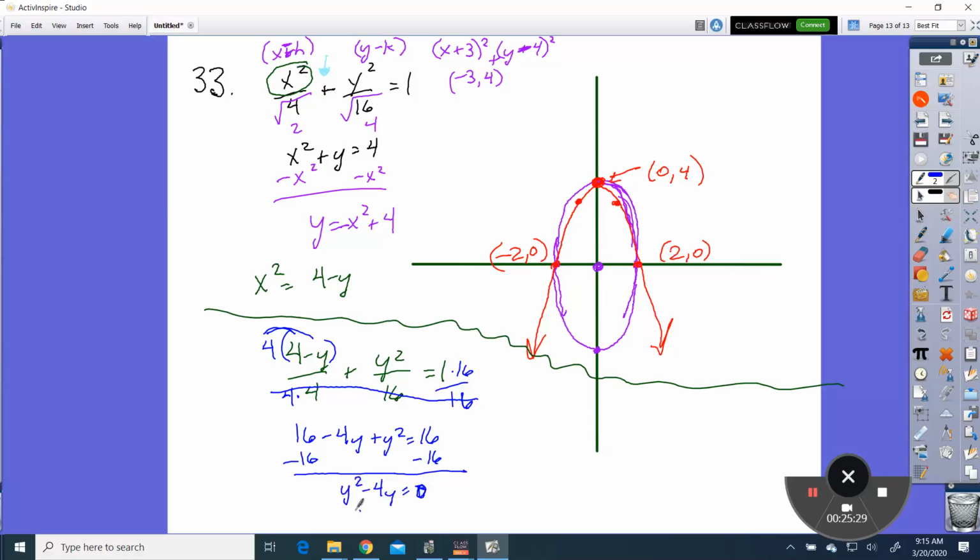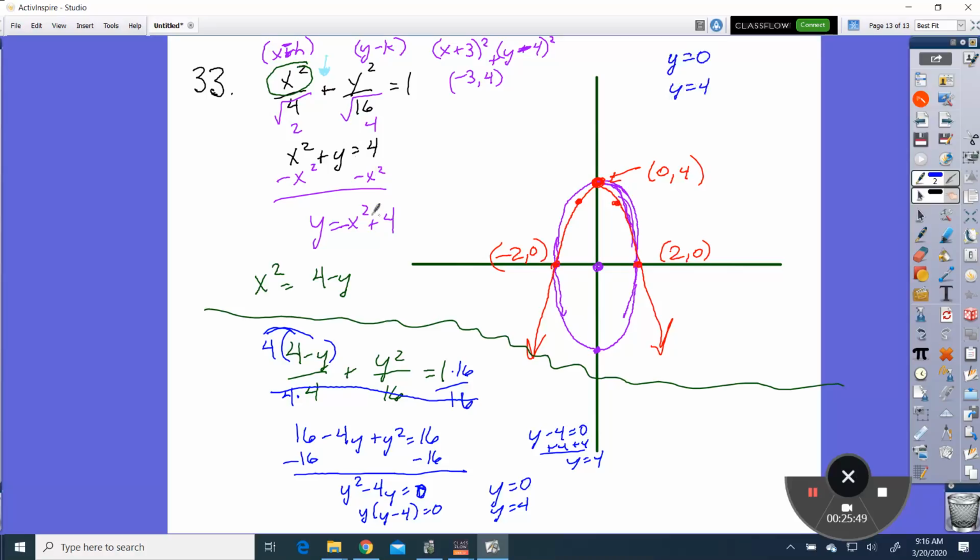So that's nice. I factor out a y, I get y times y minus 4 equals 0. So I have y equals 0 and y equals 4. Because I had y minus 4 equals 0, so I added the 4 to each side. So y equals 4. So that's how I got those two answers. So y equals 0, y equals 4.